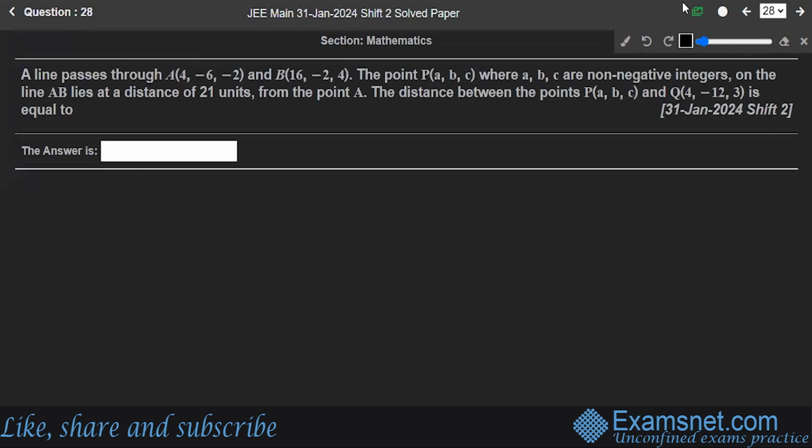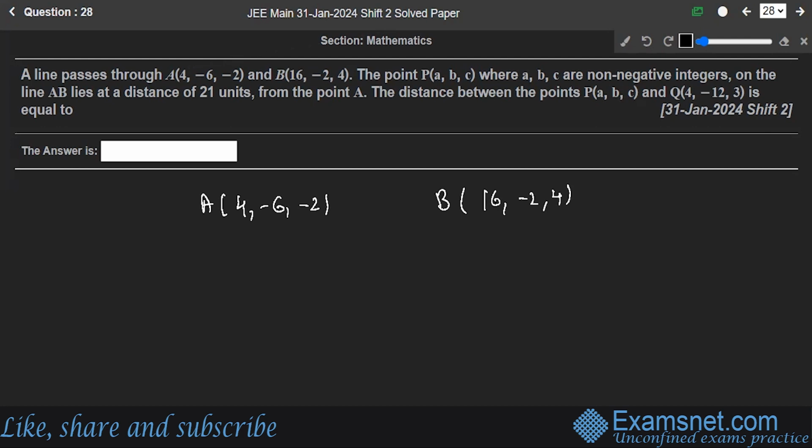Question number 28. A line passes through the points A and B given by these coordinates, and the point P, (a, b, c), where they are non-negative integers, on the line AB is at a distance of 21 units from the point A. The distance between the point P and the point Q is. So here you have A point as 4, minus 6 and minus 2. The B point is 16, minus 2 and 4.